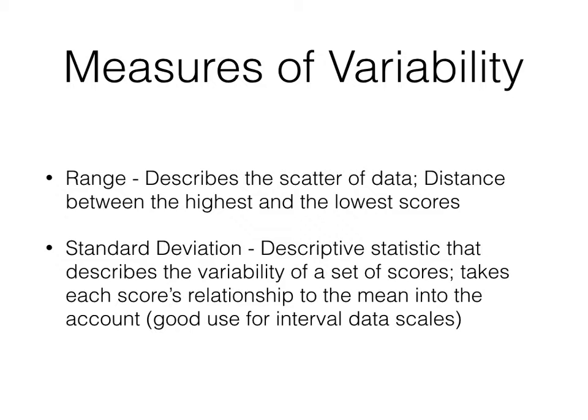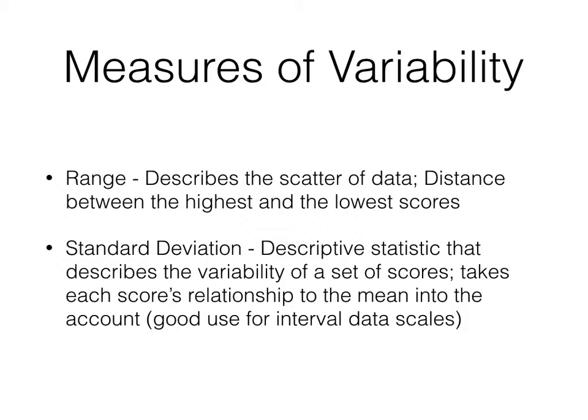The range talks about the scatter of the data when we're looking at a group of scores or a group of students' outcomes or achievement on an evaluation. The distance between the highest and the lowest scores would comprise the range. So when we talk about the range of scores, we're talking about that scatter and the difference between the highest and the lowest score in the group.